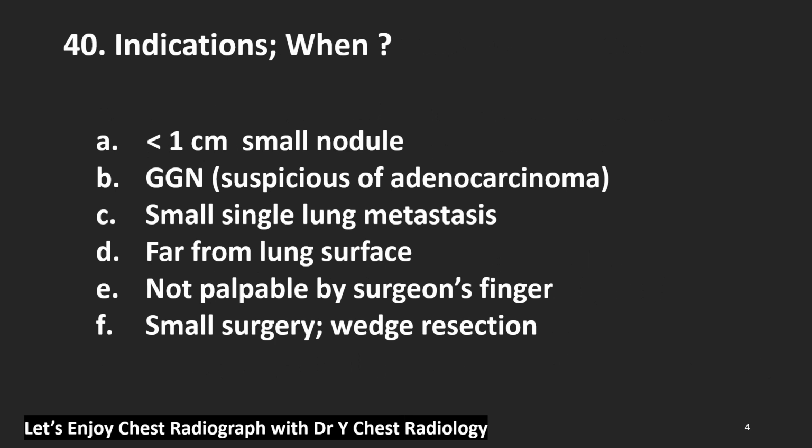Indications. When do we perform this method? A. Less than 1 centimeter, small nodule. B. Ground glass nodule, suspicious of adenocarcinoma. C. Small, single or two, lung metastasis. D. The nodule is far from lung surface. E. The nodule is not palpable by the surgeon's finger. F. Small surgery, such as wedge resection, not lobectomy, not pneumonectomy.